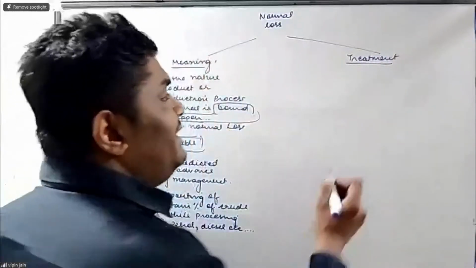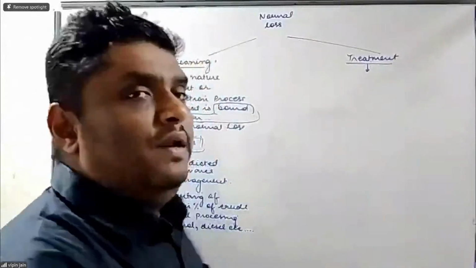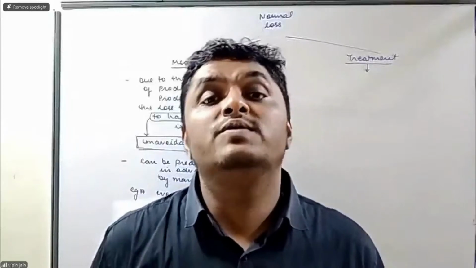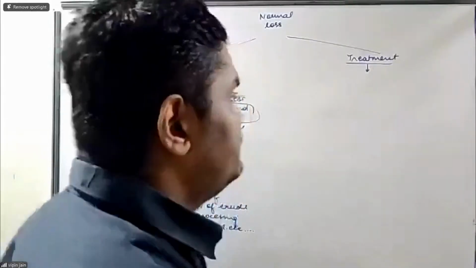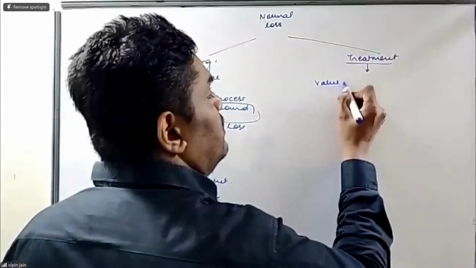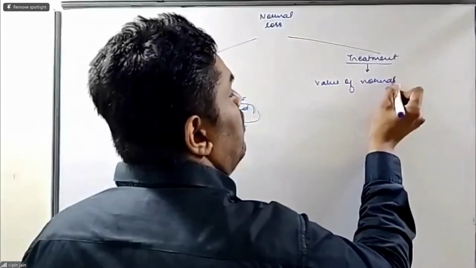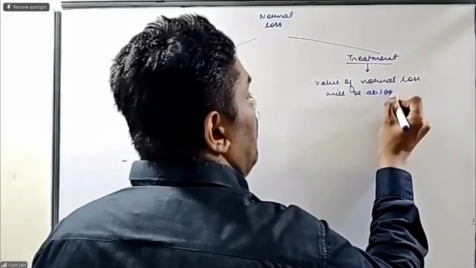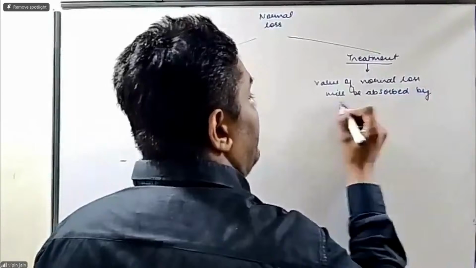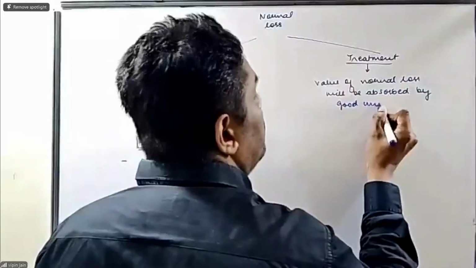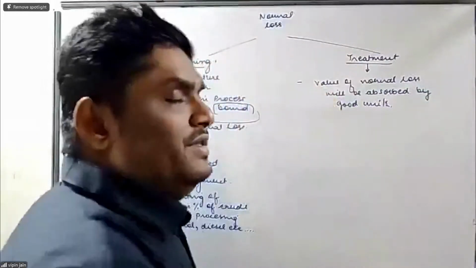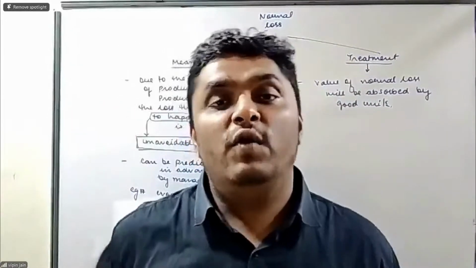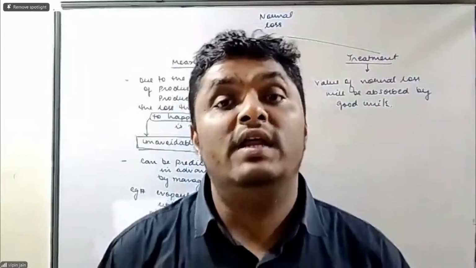So when talking about the treatment of normal loss, very simple. The value of normal loss will be absorbed by the balance units or good units. In short, सीधी और आसान भाषा में, the product cost will be inflated because of normal loss. Normal loss की वजह से product cost हमारा inflate हो जाएगा.